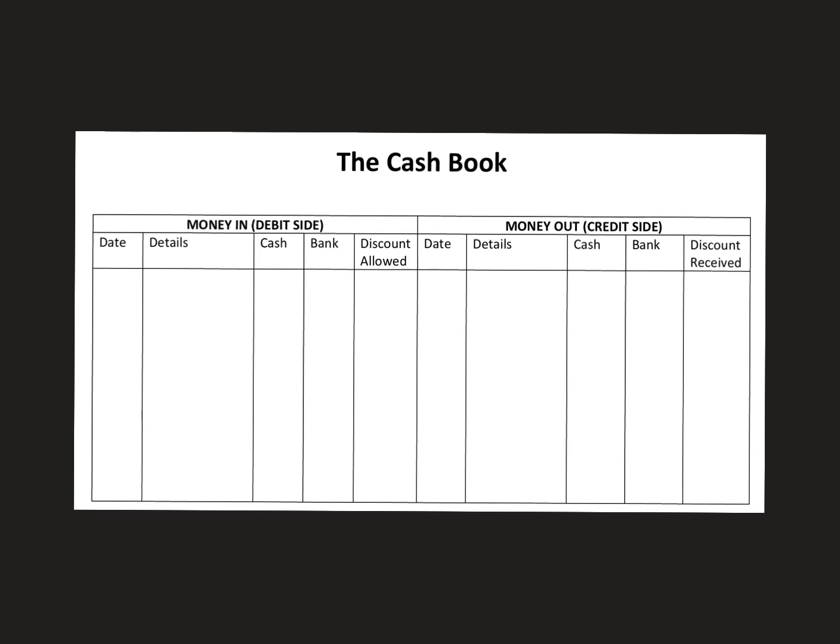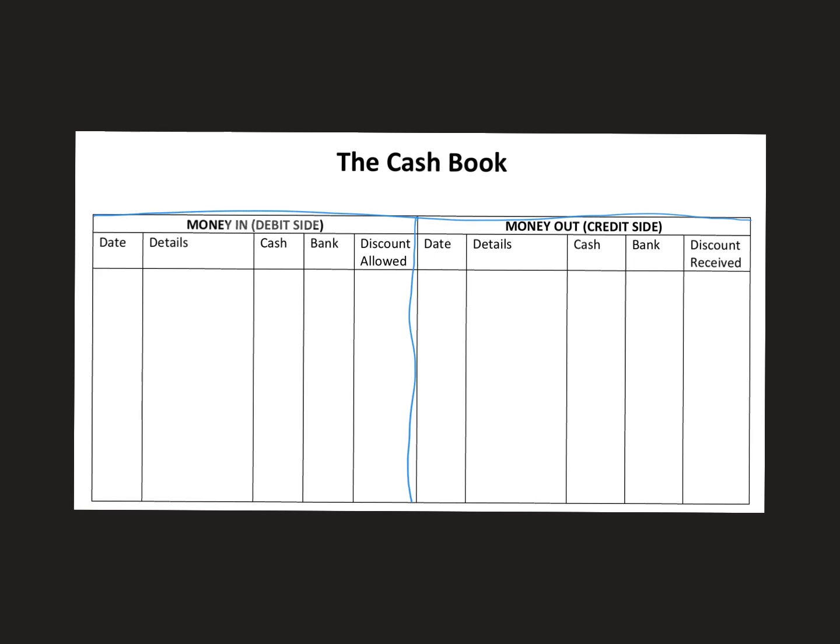Now, this is an example of what a cash book looks like. The cash book has two sides. Again, it still looks very much like a T account. You still have a left-hand side and a right-hand side. And the left-hand side is for all of the monies coming into the business. So that is money in. And the right-hand side has all of the monies going out of the business.